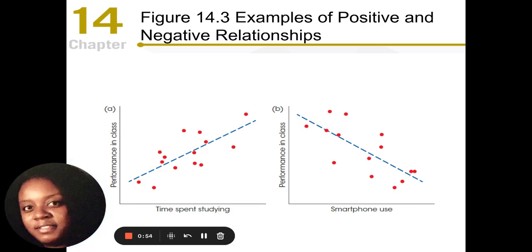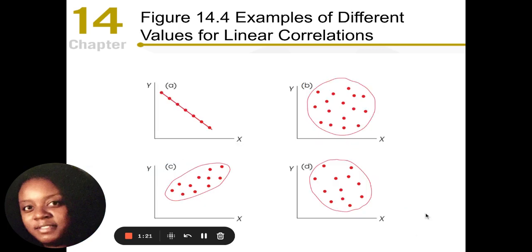Here are some examples of positive and negative correlations. In figure A, we have a positive correlation because performance in class goes up based on how much time is spent studying. A negative correlation occurs when the variables go in opposite directions: the more a person uses their smartphone, the less they participate in class.